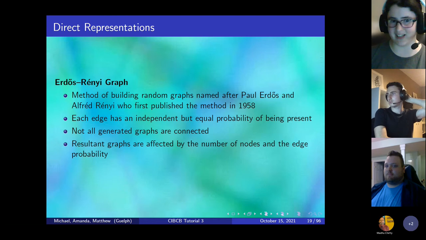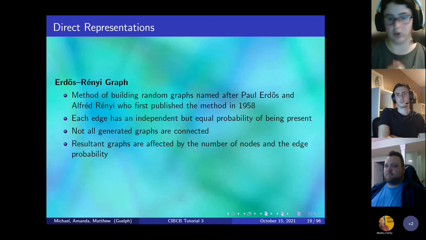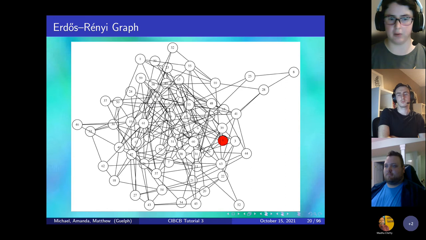Resultant graphs are going to be affected by your number of nodes and the edge probability. And this is an example of a graph that we constructed using this particular technique.